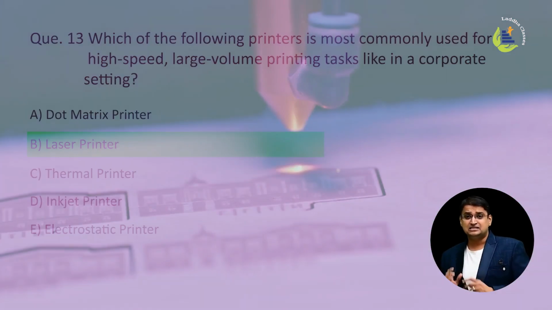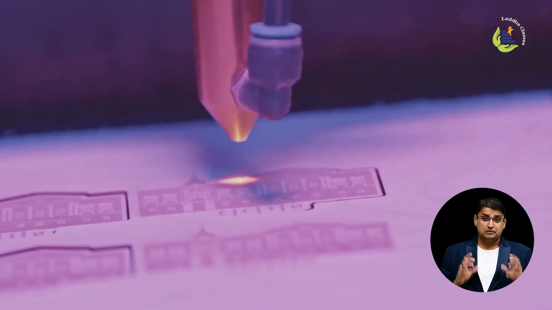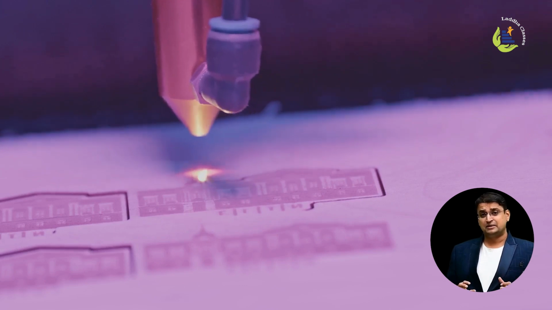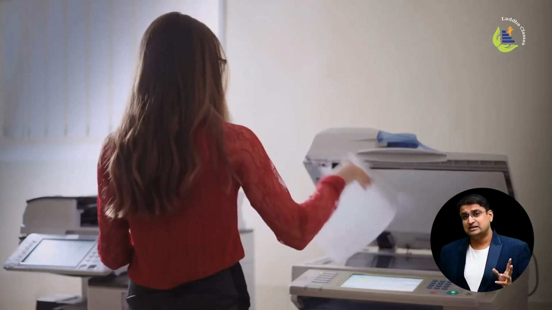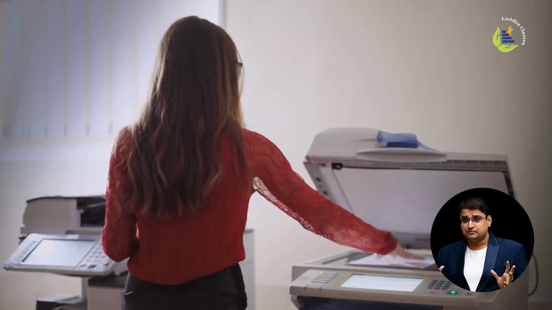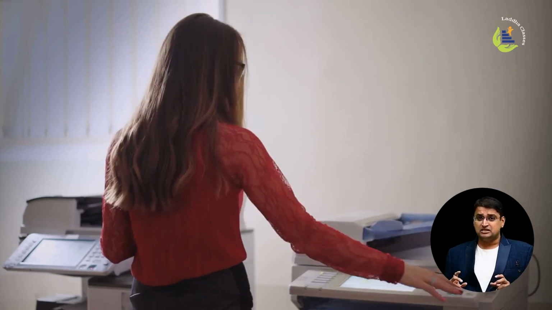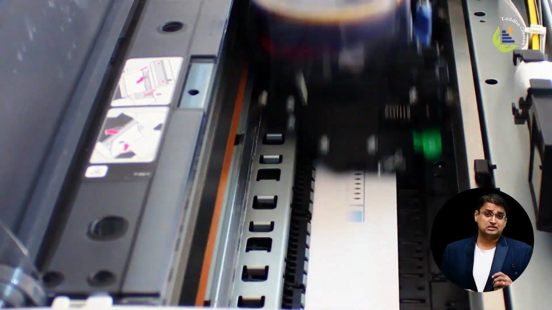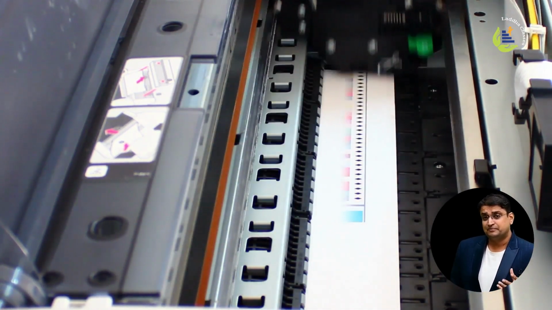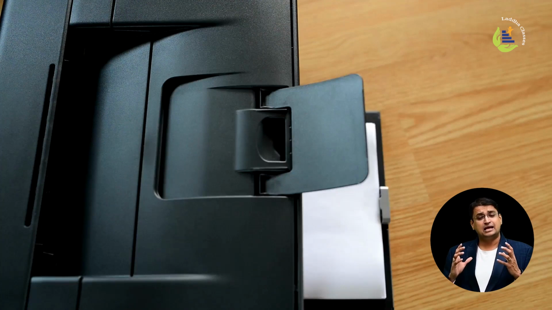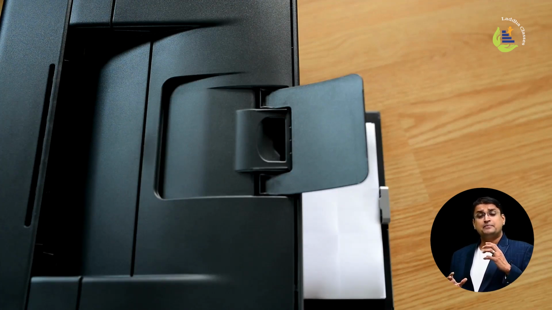Because laser printers are fast and efficient, making them ideal for high-speed, large volume printing in business environments. Dot matrix printers are slower and noisy. Thermal printers are used for specific tasks like receipts. Inkjet printers are slower for large volume tasks, and electrostatic printers are less common.